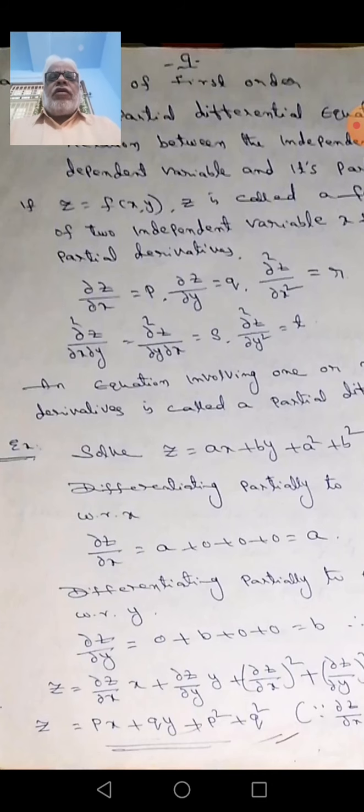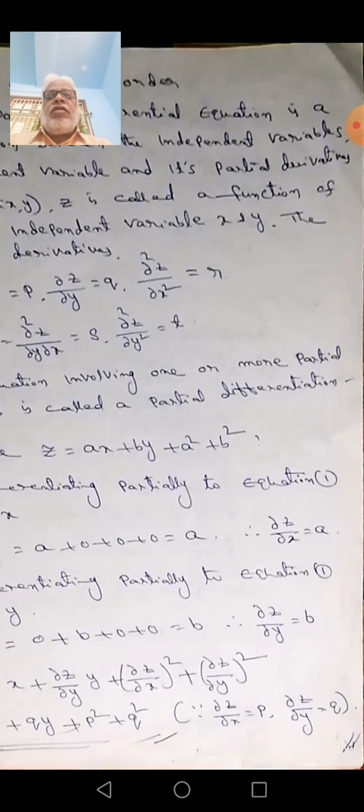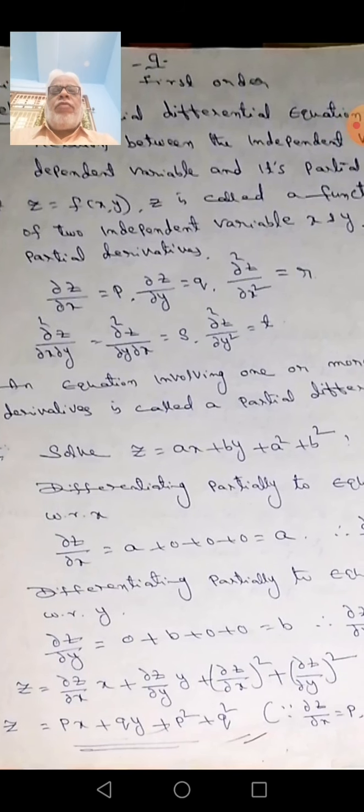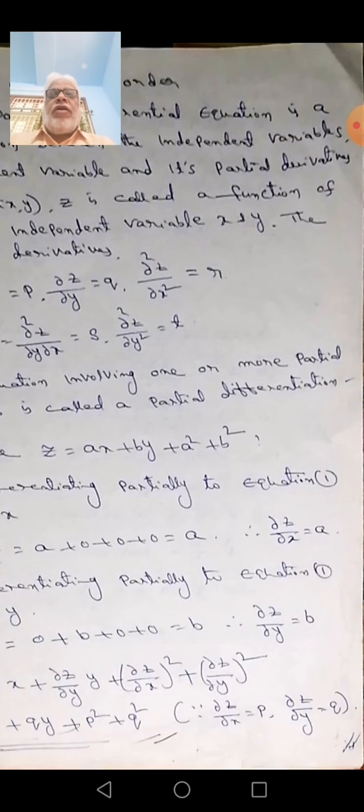From this, in this chapter, this topic, we take what the constant terms are and what they denote. You see, first z is equal to f of x, y. If the z function is in f of x, y terms, z is called a function of two independent variables x and y, and we consider its partial derivatives.